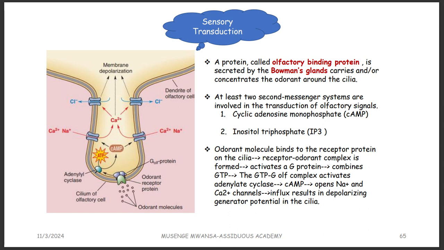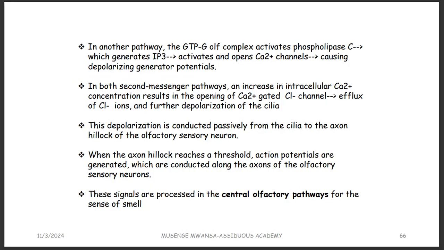When you form your cAMP, it's going to bind to the sodium and the calcium channels, thereby opening them. When you open these, there's an influx of positive charge, and that is going to lead to depolarizing generator potentials. That is the first mechanism.